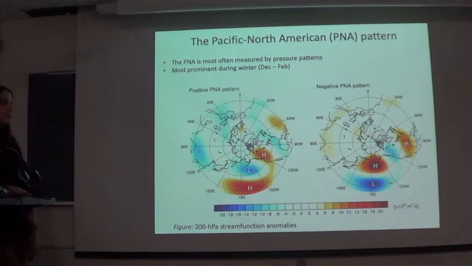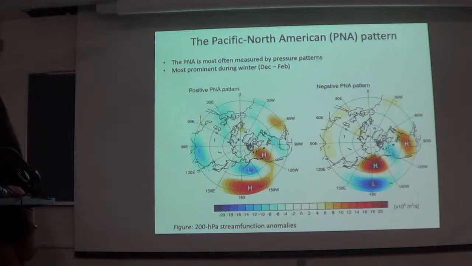So since these patterns aren't really opposites of each other, could they then represent fundamentally different dynamical structures? Yeah, and over the Pacific, they're out of phase. So they would have different structures. Yeah, I think that's a fair statement. I think one more.